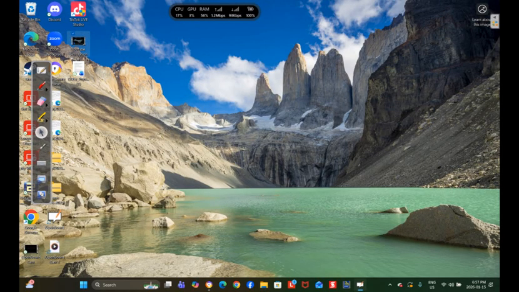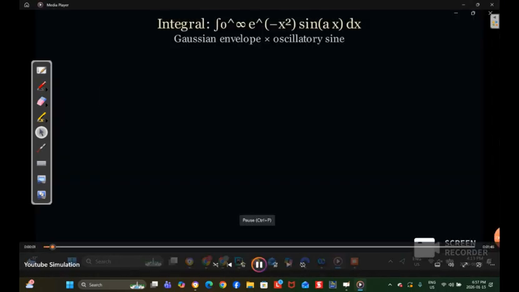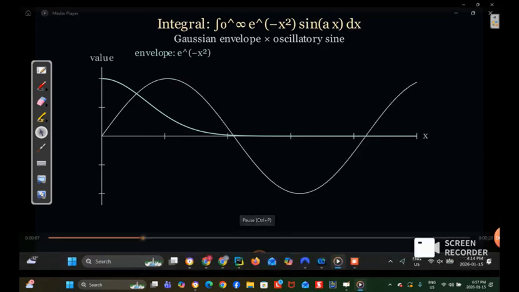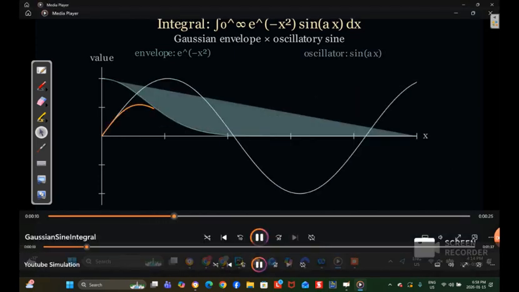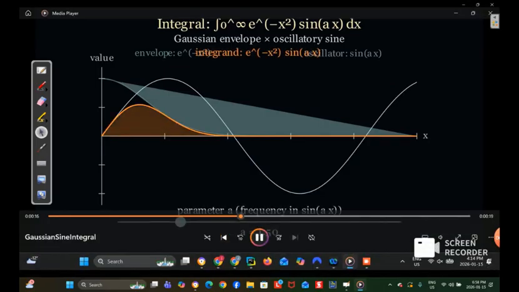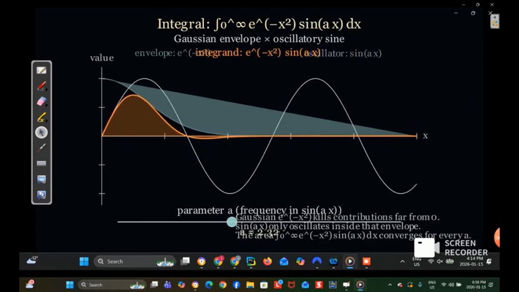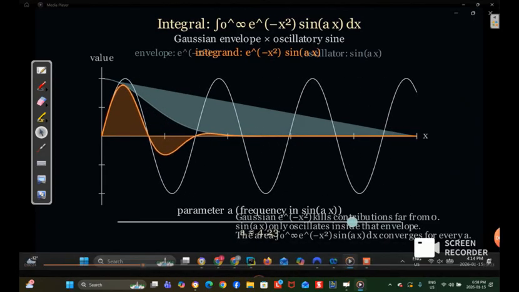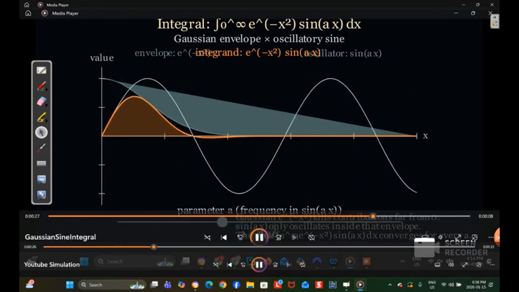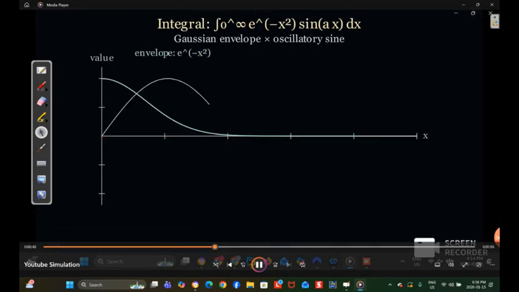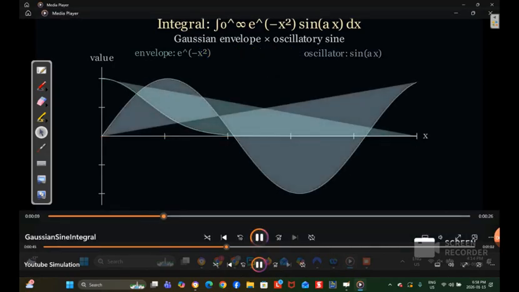Okay, we're going to look at a simulation of this type of integral. It's an asymptotic oscillatory integral. You can see here that this integral has a combination of a Gaussian envelope with an oscillatory sine. What do I mean by that? The Gaussian envelope is e to the negative x squared, and the integral from 0 to infinity of it times the oscillatory sine, as I've mentioned. And as you can see here, the sine function is very apparent. It's that sinusoidal periodic function.